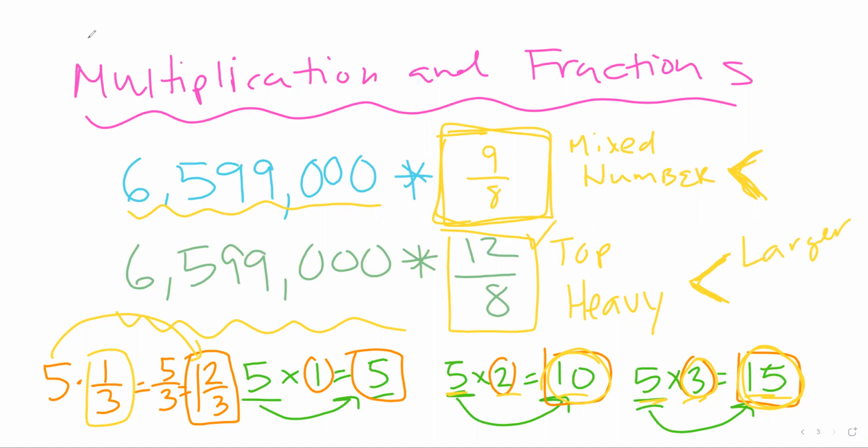And I didn't even have to multiply. Right? I just had to think about, what do I know about fractions? Well, 12 out of 8 is more than 9 out of 8. So that means I'm multiplying 6,599,000 by more. So it will be the larger value. Now, like I said, we're going to start with this big problem and walk backwards.